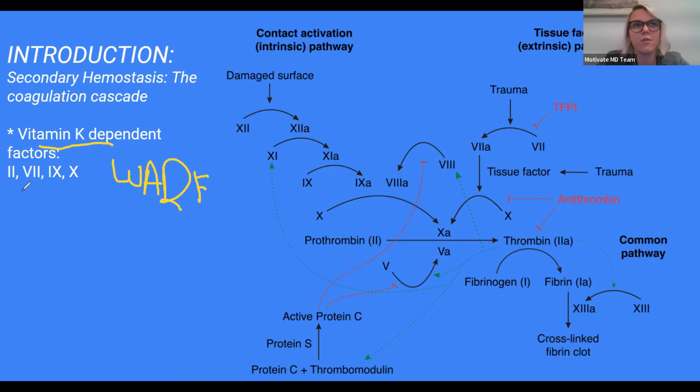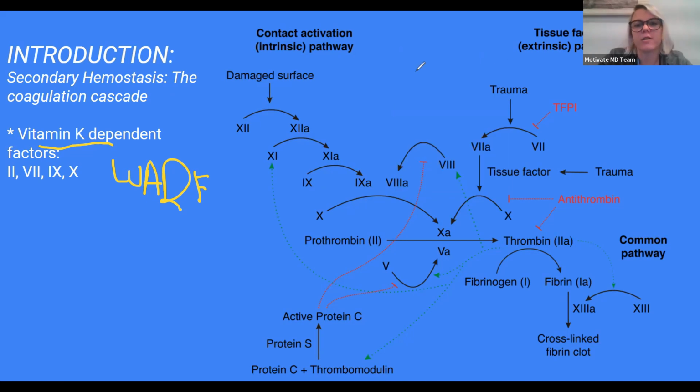I heard one of my classmates say, I remember it because 2 plus 7 is 9, and then you just remember 10. For me, none of those tricks often work. I just remember 2, 7, 9, and 10. Those are vitamin K dependent factors. Those are the things that depend on vitamin K to be produced by the liver. All right.